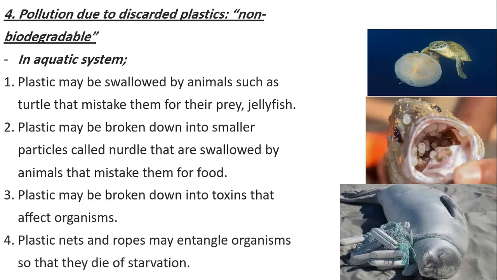And finally, plastic nets and ropes that some fishermen use, when they get released or left into the seas or into the aquatic environment, they can entangle around the necks of the organisms, and this will stop the organism from swimming to find food and to survive, and accordingly this organism will die from starvation, like our friend here.